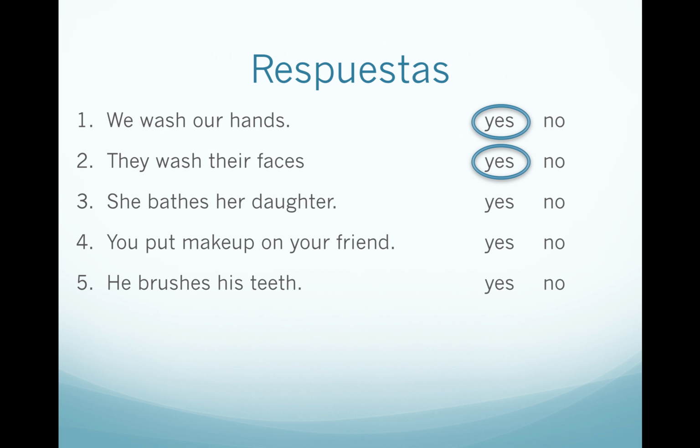Yes. She bathes her daughter. If she were bathing herself, it would be reflexive, but because she's bathing somebody else, it's not reflexive. You put makeup on your friend. You are not the one getting the makeup, so that one is also not. And he brushes his teeth. Also reflexive because he is the one doing the brushing and receiving the brushing.